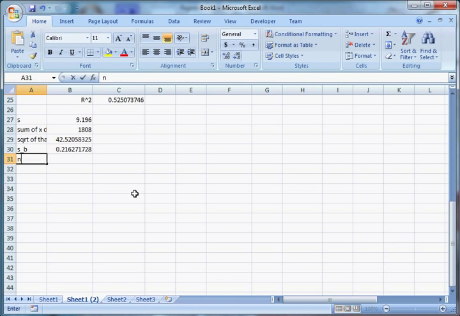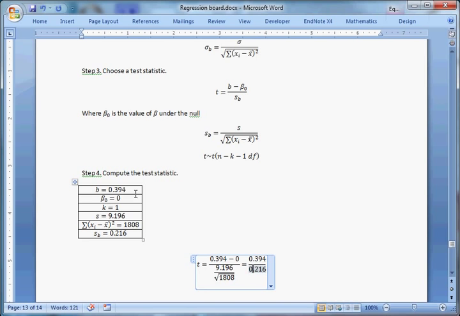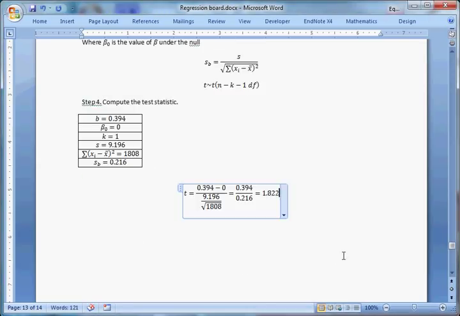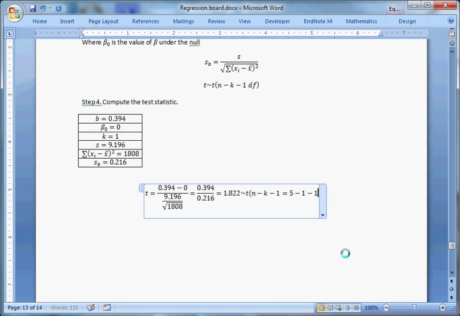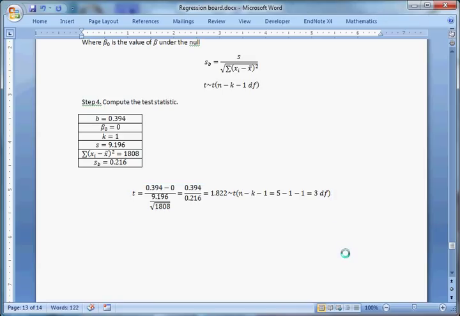Well, we have our numerator, 0.394, and S sub B is the denominator. So our t statistic is going to be 0.394 divided by 0.216, 1.822 roughly. There might be some rounding depending on the way that you rounded. 1.822, it's close enough. And under the null, this has n minus k minus 1 degrees of freedom, 5 minus 1 minus 1 equals 3 degrees of freedom. So that's our t distribution that we're dealing with.